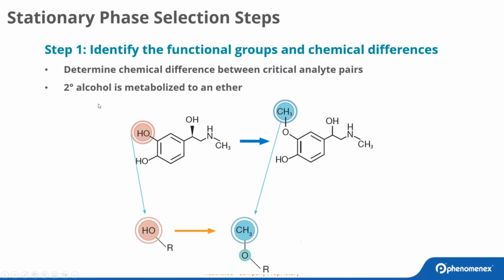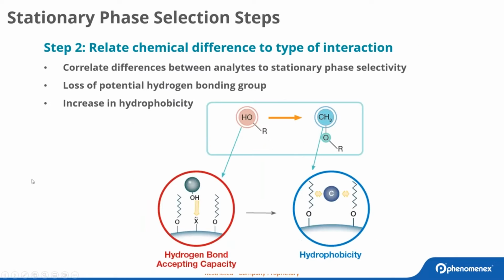So here, we have a second degree alkyl that is metabolized into an ether. So these are the two analytes that we're trying to separate here. And here is the difference between the two compounds. The rest of the analyte is consistent, right?